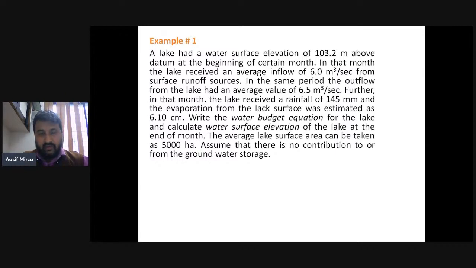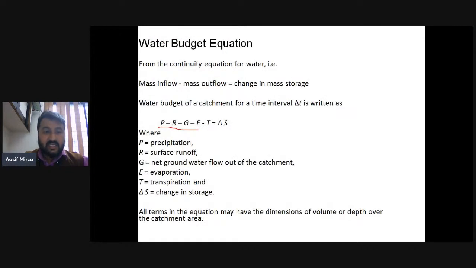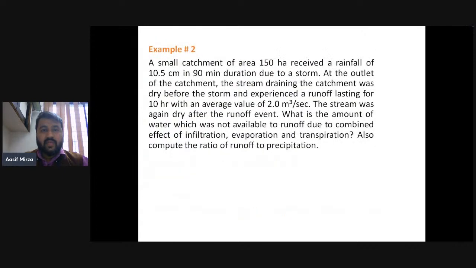So this is one of the types of questions asked regarding calculating the water budget equation, and all the rest of the things, P, R, G, E, and T, are given in the question itself. Now, another example is asked about a catchment area, which is given as 150 hectare and which receives a rainfall of 10.5 centimeter and 90-minute duration due to a storm at the outlet of the catchment.